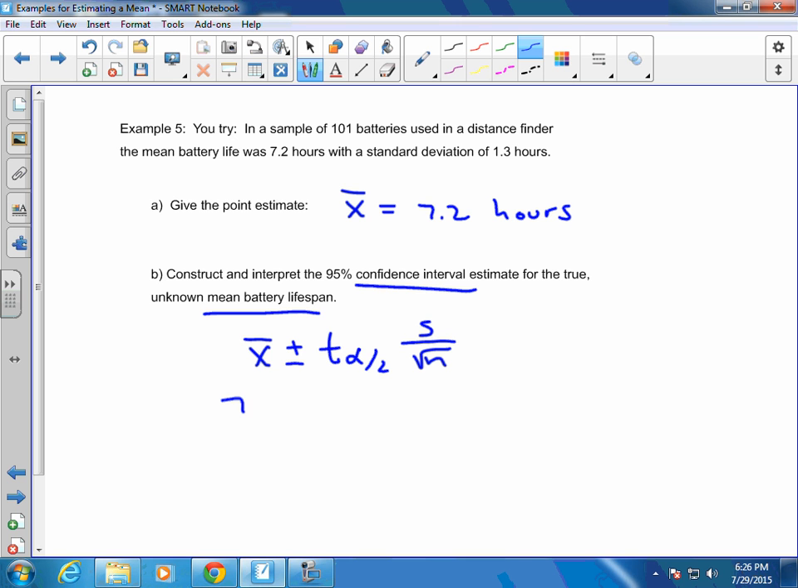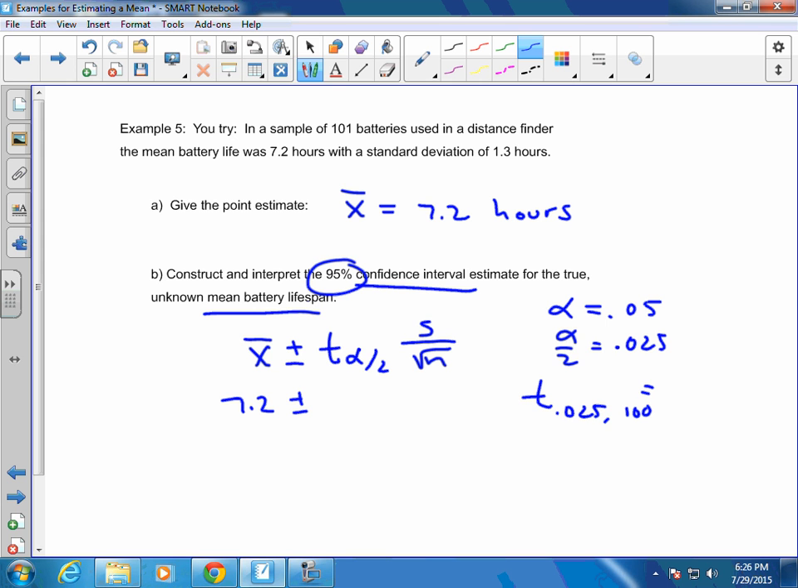So let's see, we know 7.2 is the sample mean. 95% confidence, so alpha equals 0.05. Alpha over 2 then would be 0.025. I've got to find the t-value so that the area to the right is 0.025. The degrees of freedom would be 100.